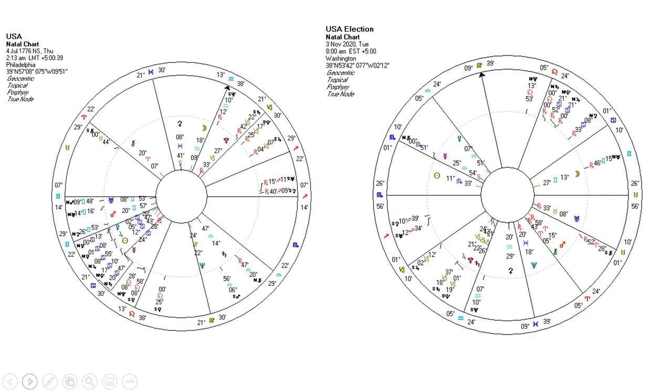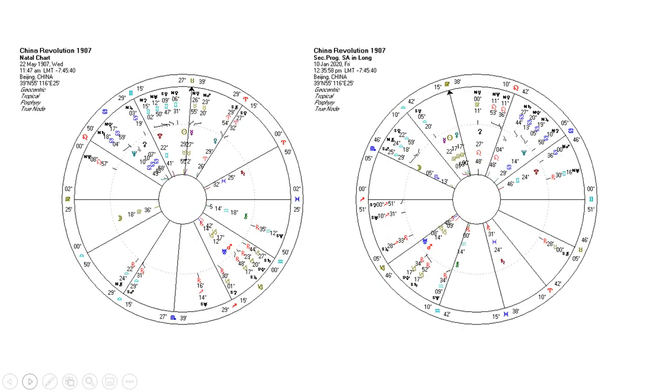Of course, you know, it's been widely discussed. The USA is about to experience its Pluto return over the next few years. And of course, the transits are going through all of those Cancer, Capricorn, nodal axis pieces here. Here's China. China's in the news right now. China Revolution chart 1907, May 22, 1907. And you can see these nodes here.